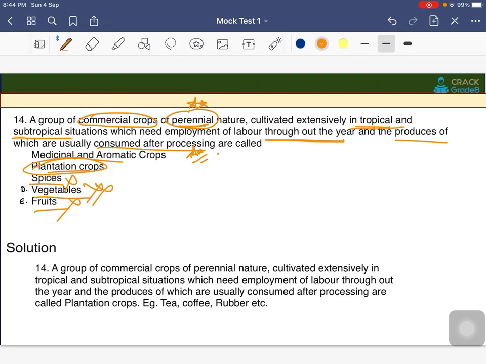A group of commercial crops of perennial nature cultivated extensively in the tropical and subtropical regions, which are used after processing, are called plantation crops, like tea, coffee, rubber, etc.